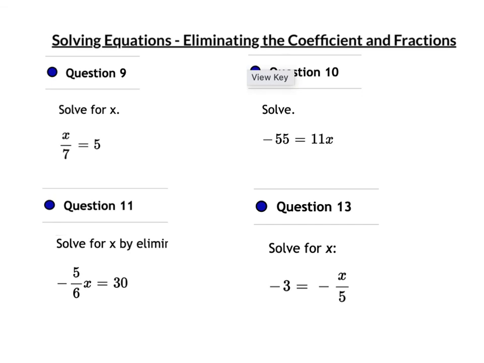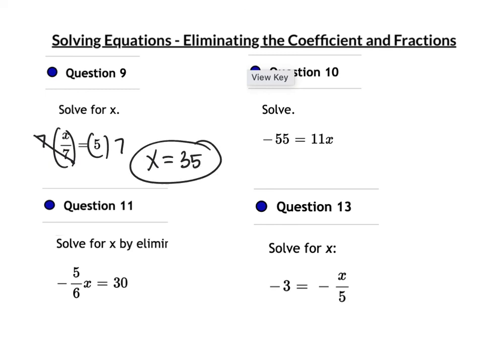Here are your last examples, and these are easier than some of the others. But on number 9, I'm going to get rid of division by 7. I'll multiply by 7. Cancel. 5 times 7 is 35. That wasn't too bad. Number 10, it's another of those where I'm getting the x by itself. I need to get rid of the 11, get rid of the number by the variable, get rid of the coefficient. Divide both sides by 11. 55 divided by 11 is negative 5. Negative 5 equals x. Now if you want, you can turn that around, but they are the same thing. Either one of those is good.